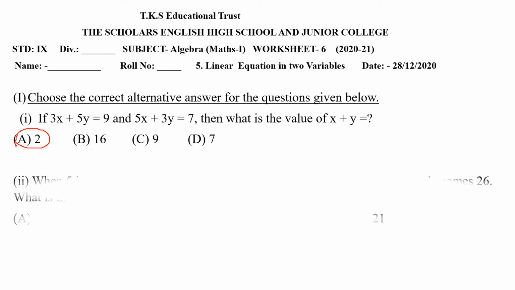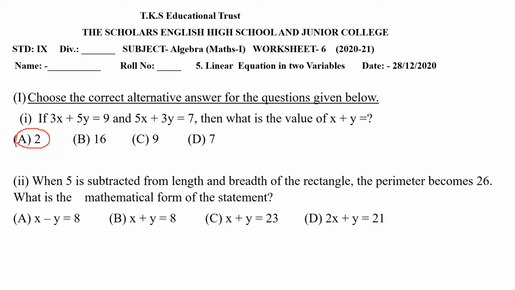Now moving to the next one. When 5 is subtracted from the length and breadth of the rectangle, the perimeter becomes 26. What is the mathematical form of the statement? Now you have to frame the mathematical form. Take length as x and breadth as y. When 5 is subtracted, the length becomes x minus 5 and the breadth becomes y minus 5. Then the perimeter becomes 26. Using the perimeter formula, 2 into length plus breadth, we get 2 into (x minus 5 plus y minus 5) equals 26. If you solve this, you will get x plus y equals 23. That means option C.